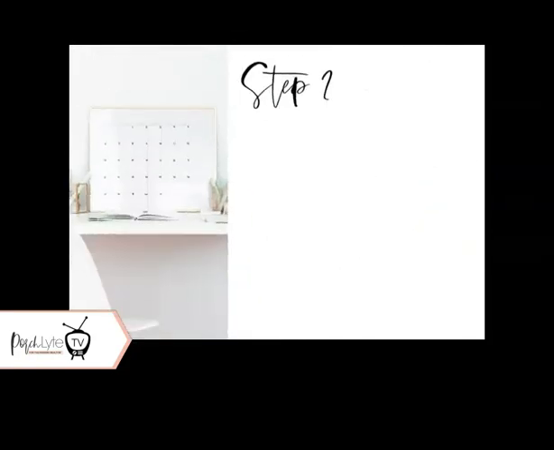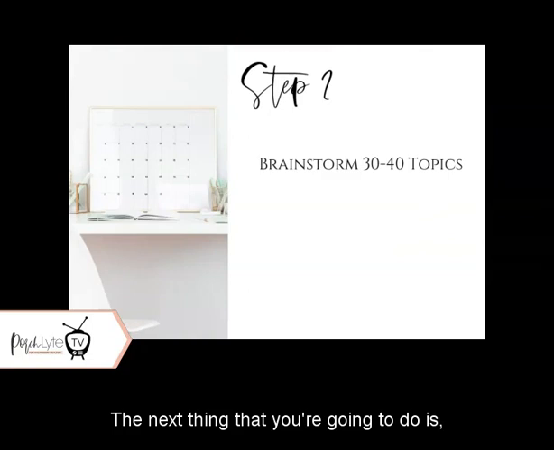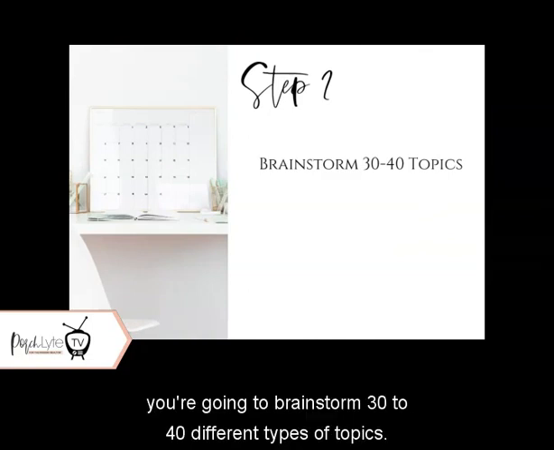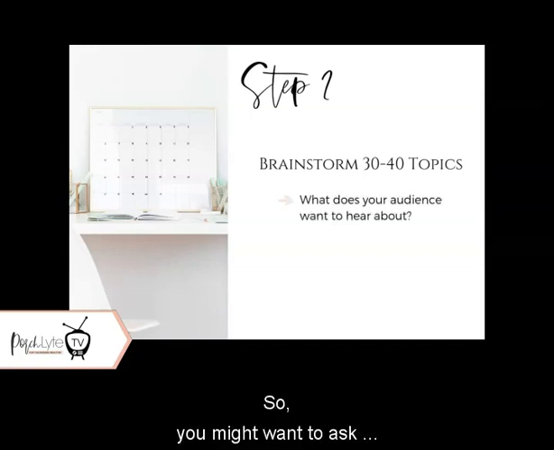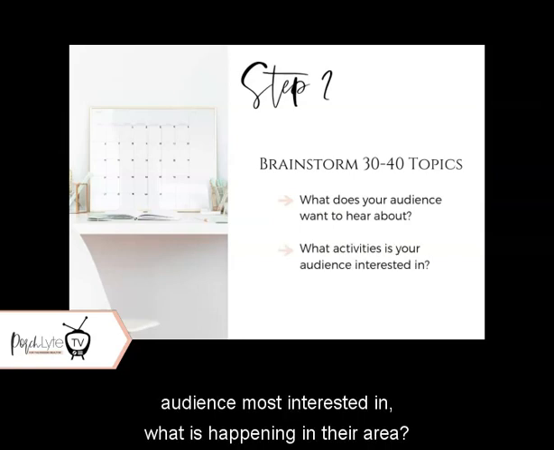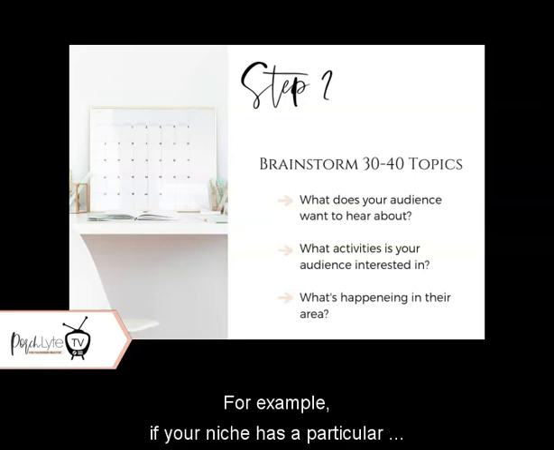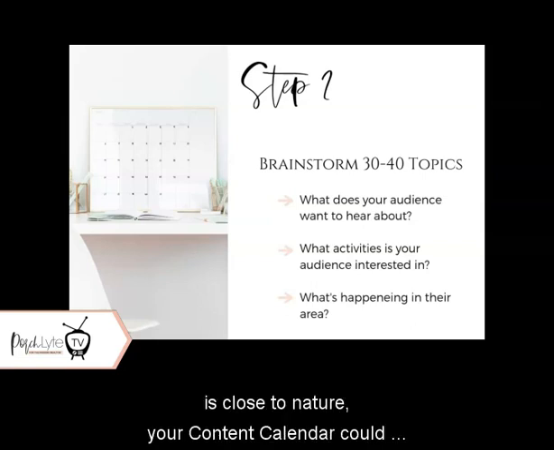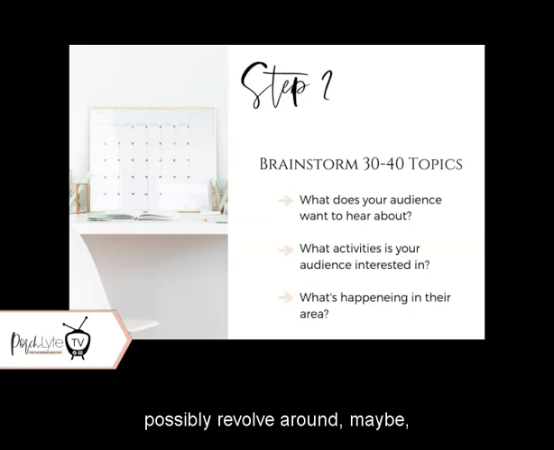So step number 2, the next thing that you're going to do is brainstorm 30 to 40 different types of topics. So you might want to ask yourself, what does your audience want to hear about? What activities is your audience most interested in? What is happening in their area? For example, if your niche is a particular area in your city that, say, is close to nature, your content calendar could possibly revolve around these potential topics.